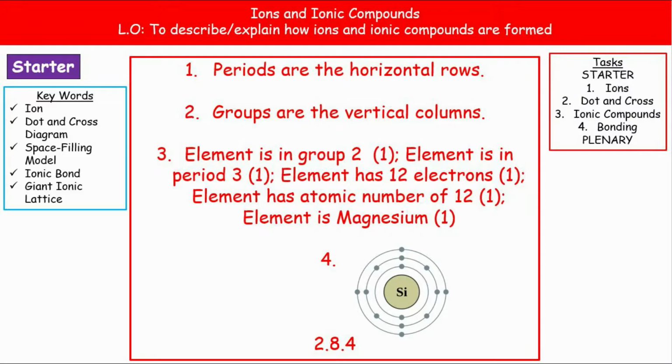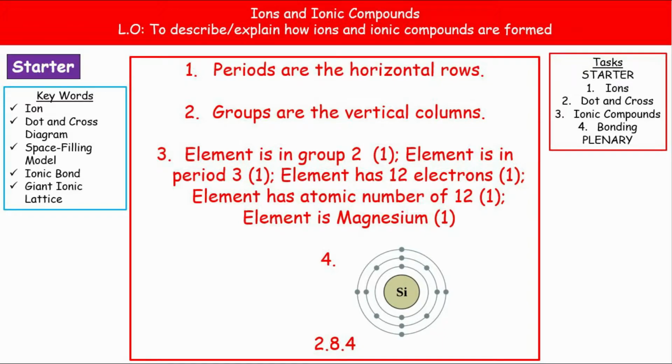For question 3, we've got a range of marks available. So you get a mark if you said that the element is in group 2. You get a mark if you said it's in period 3. You get a mark if you said it has 12 electrons. You get a mark if you said it's got the atomic number of 12. And a mark if you just named it as magnesium.